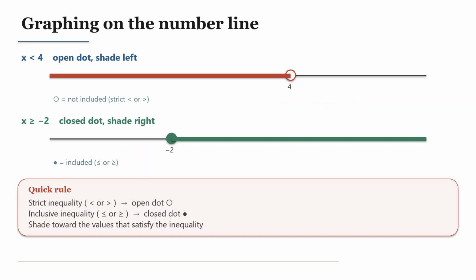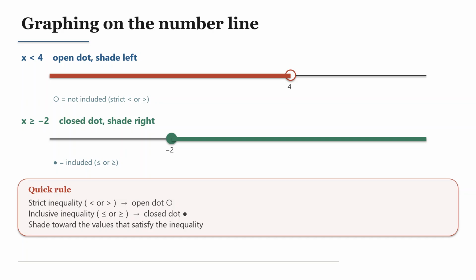Now let us talk about graphing inequalities on a number line. This is the visual representation of a solution set, and it comes down to 2 decisions. First, what kind of dot goes on the boundary? Second, which direction do you shade? Here is the first example. X is less than 4. Because this is a strict inequality, less than, not less than or equal to, the boundary point 4 is not included. We mark it with an open circle. Then we shade everything to the left of 4, because x must be less than 4.